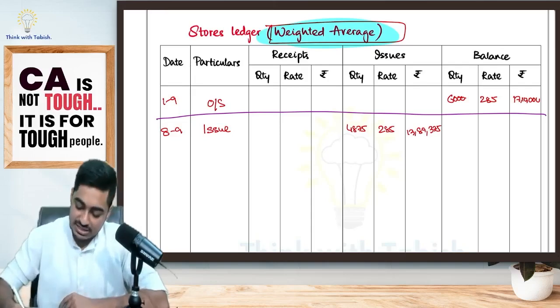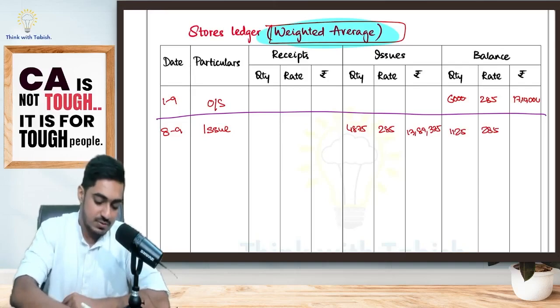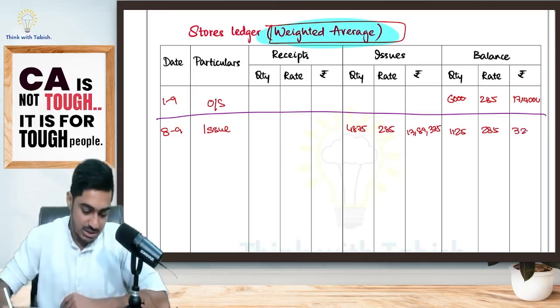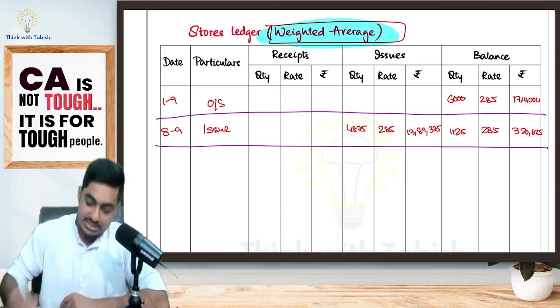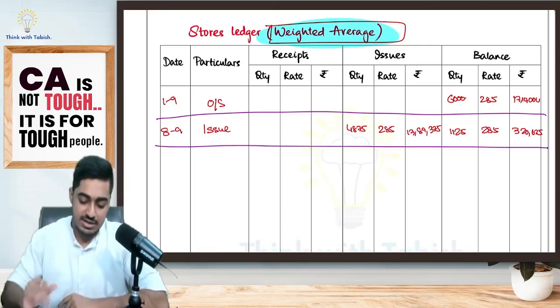Now in 6,000 units, 4,875 is gone. That means how many units are still there? 1,125 units are there. At what rate? 285. So into 285 will give me 3,20,625. Yes or no, everyone? Perfect. Shall we continue, students? Yes, sir. Let us continue.